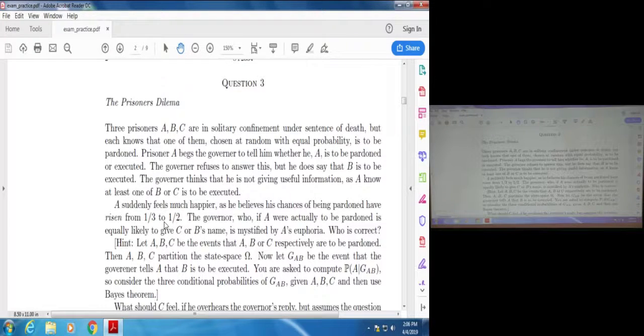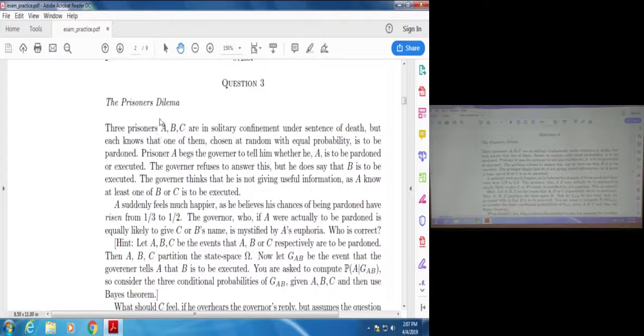Question number 3 is called the prisoner's dilemma. This one is quite a nice question. And it was also quite famous. And it's a little bit challenging, so you have to think a little bit. So you've got 3 prisoners, we'll call them A, B, and C. They're in solitary confinement, and they're to be sentenced to death. But each one knows with probability 1/3, essentially, that one of them is going to be pardoned. So the president or the prime minister, whatever the country is, is going to pardon one of them. Okay, and of course they don't know which one it is. Otherwise, this is a silly, strange question.